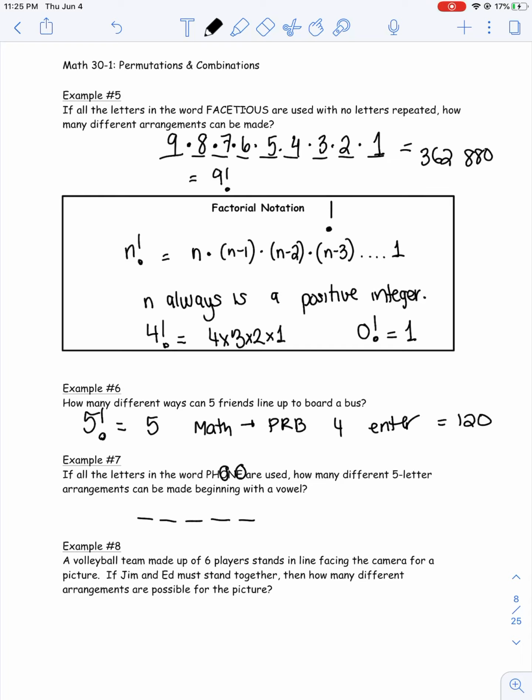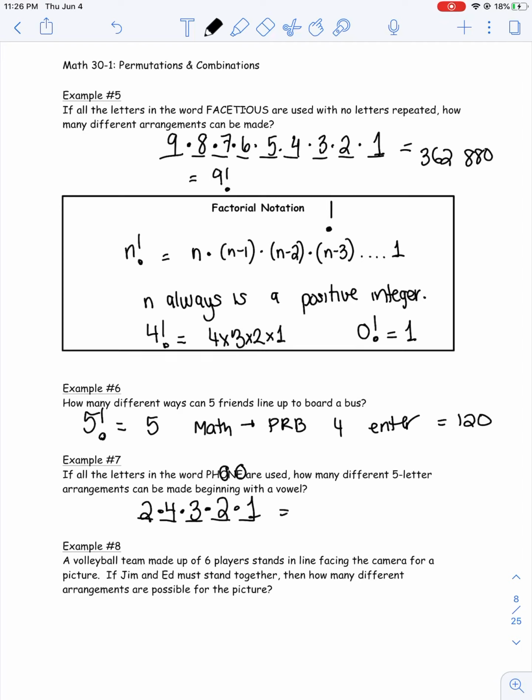So they're saying we need to start with a vowel. Well, there's 2 choices for our first spot. And it doesn't matter what we have in our next spot, so we have to look at how many letters are left. If we've only used 1 vowel, we have 4 letters left. Then 3, then 2, then 1, because there's no other rules.